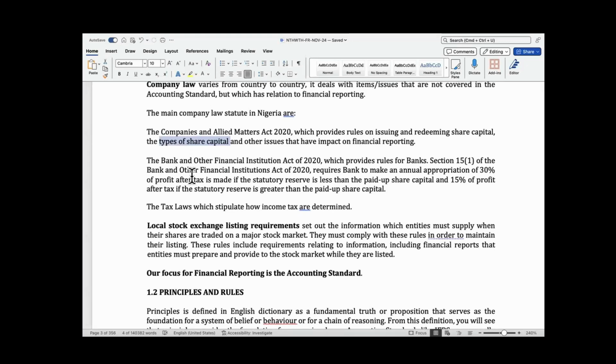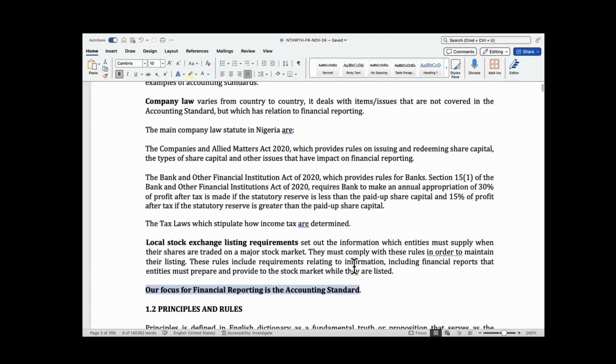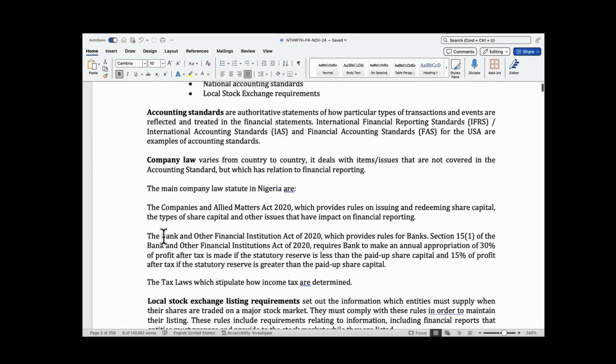Now, let me tell you this. In this class, our focus is going to be on accounting standard. I will not be teaching you about company law, right? I will not be teaching you about local stock exchange listing requirements. I will not be teaching you about the content of that so much in financial reporting. My core in this class, which is your syllabus, is that we focus on accounting standard. That does not undermine the fact that company law and local stock exchange listing requirements are also GAAP. But our syllabus says that going forward, we focus on accounting standard.